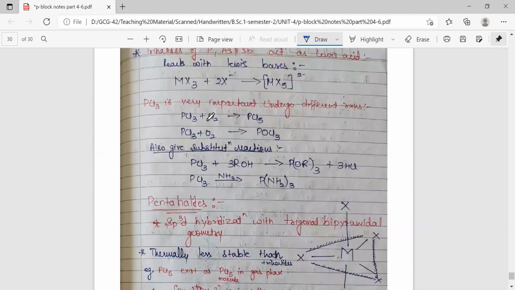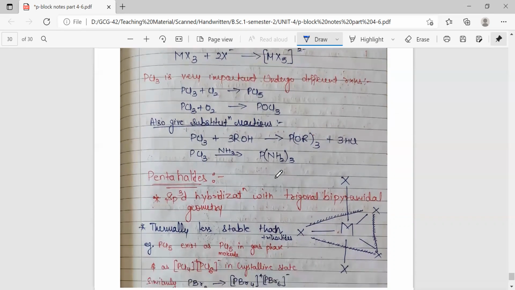So PCl3 is very important. It undergoes different reactions. Upon chlorination, we'll get the formation of PCl5. Upon oxidation, we'll get the corresponding oxychloride. It also gives substitution reactions with alcohols and ammonia. These are the kinds of products which are generated.